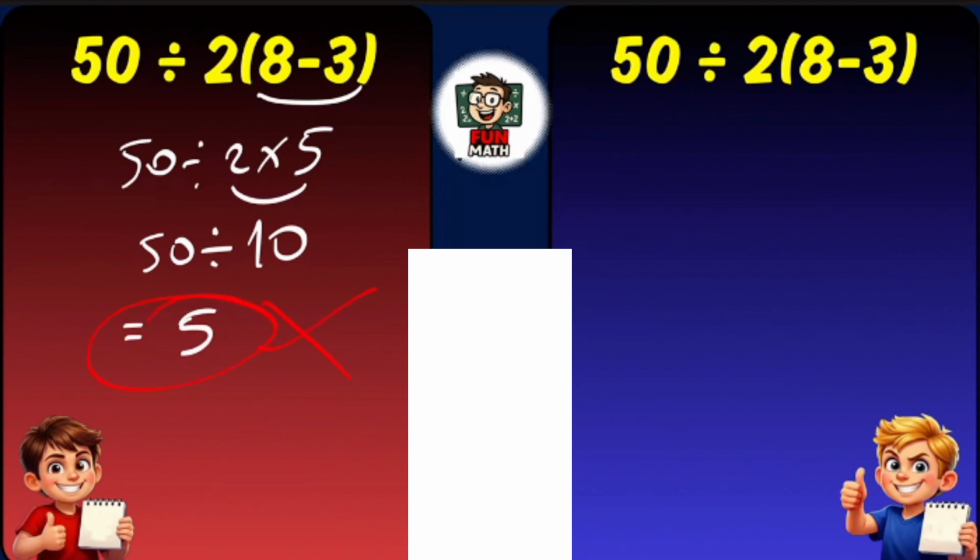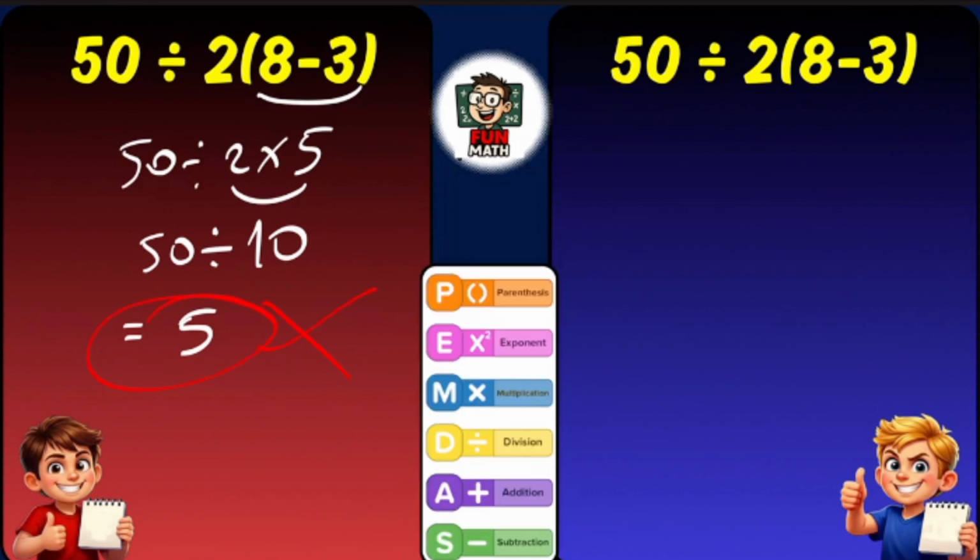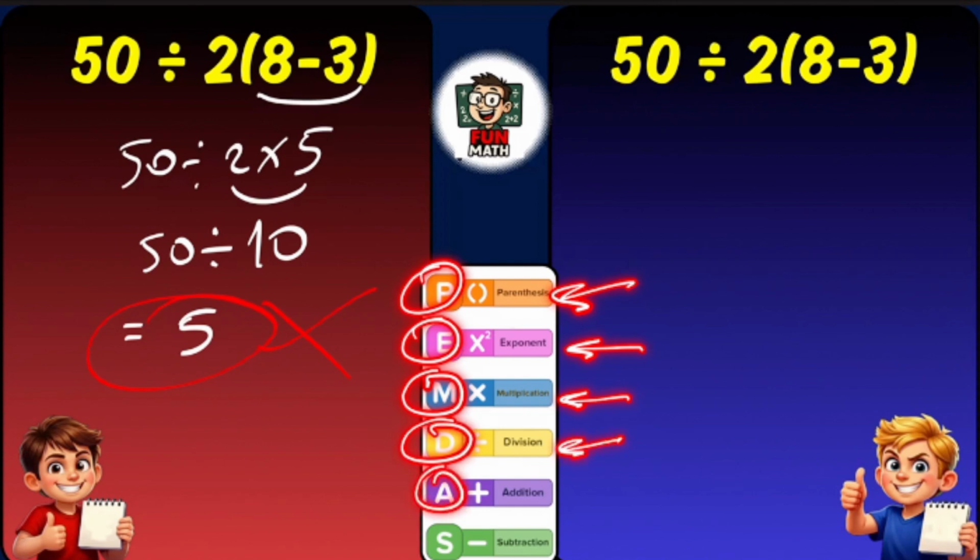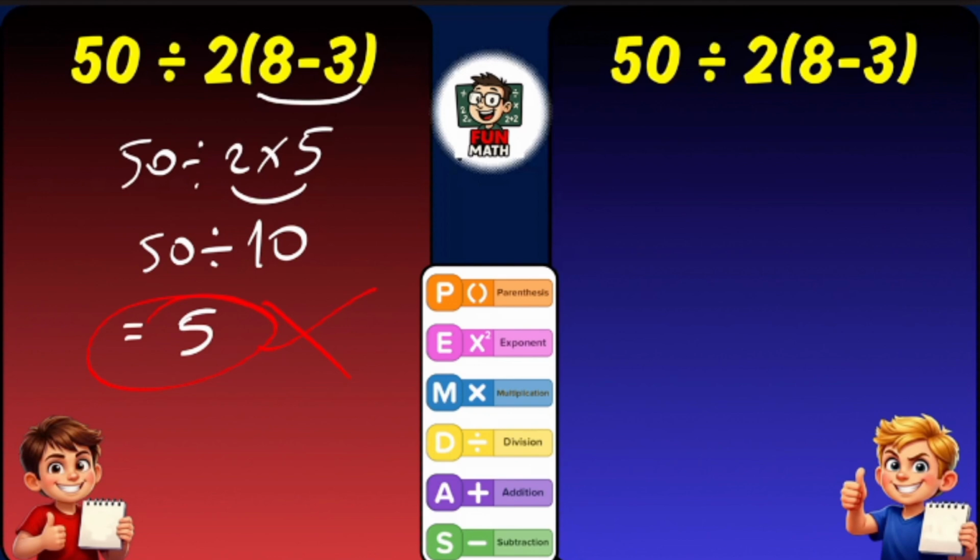Because when solving the problem, we should pay attention to the order of operations. The order of operations is coded as PEMDAS. P stands for parenthesis, E stands for exponent, M stands for multiplication, D stands for division, A stands for addition, S stands for subtraction.